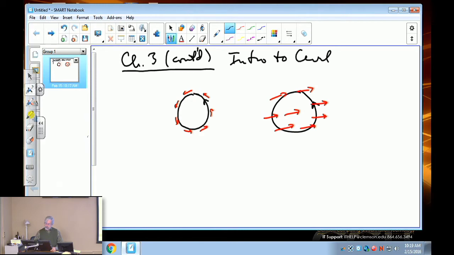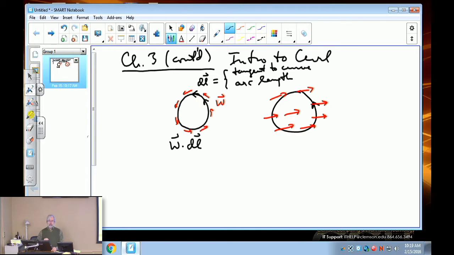And so if you consider the angle between the vector field and the tangent to the line, let's consider a tangent to the line here. I'm going to draw a little section of that line. Let's call it dL. That little line segment has a direction which is tangent to the curve, and the length is an arc length, some little section of the circle. And you can see here, this vector field is called W. Then W dot dL: W is roughly parallel to dL all the way around, and so W dot dL should be positive all the way around in this case.